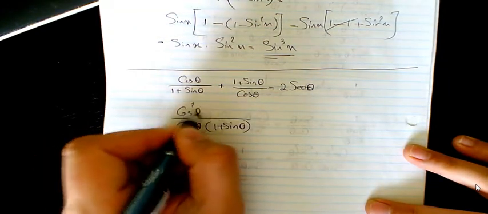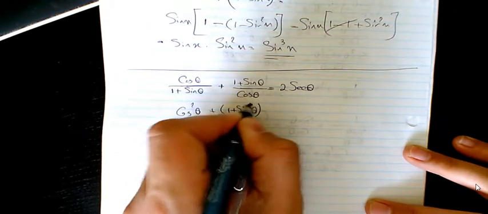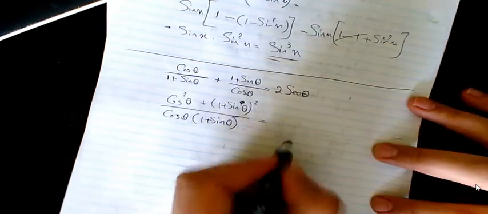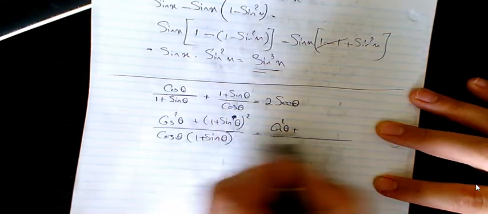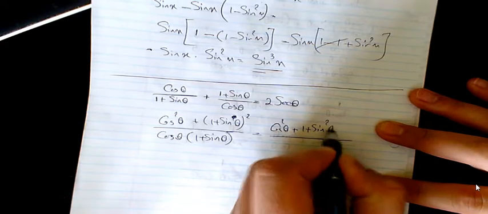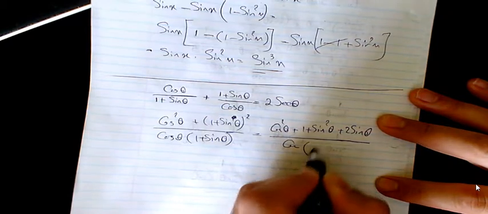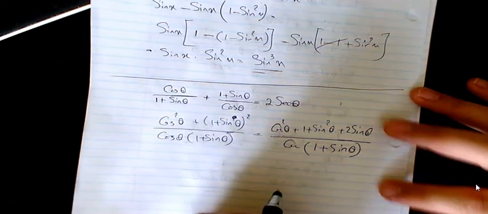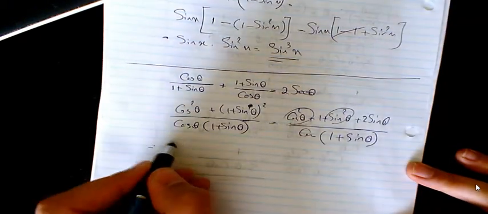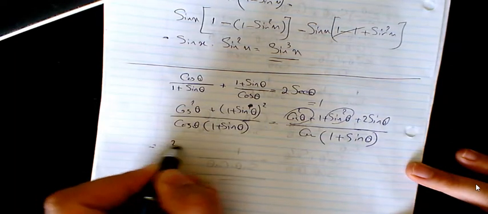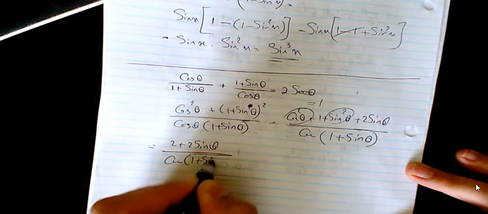This cosine I multiply by this one, and here I have 1 plus sine squared theta. And then I will have cosine squared theta. Here we have 1 plus sine squared theta plus 2 sine theta, divided by cosine times 1 plus sine theta. So these two will be equal to 1. So 1 plus 1 is 2, plus 2 sine theta, divided by cosine times 1 plus sine theta.